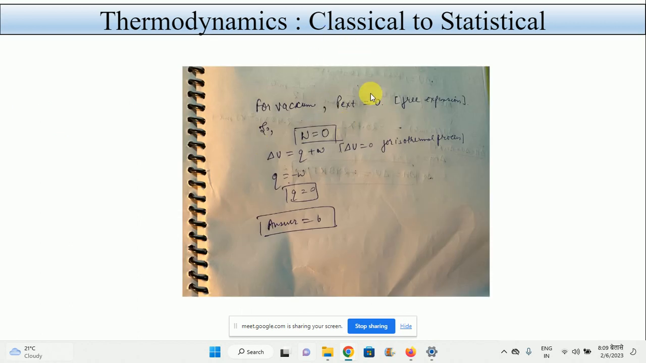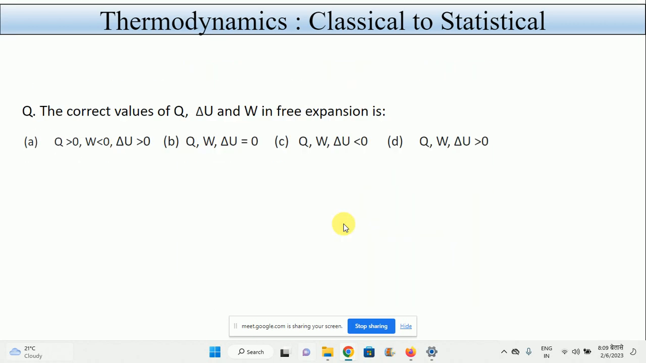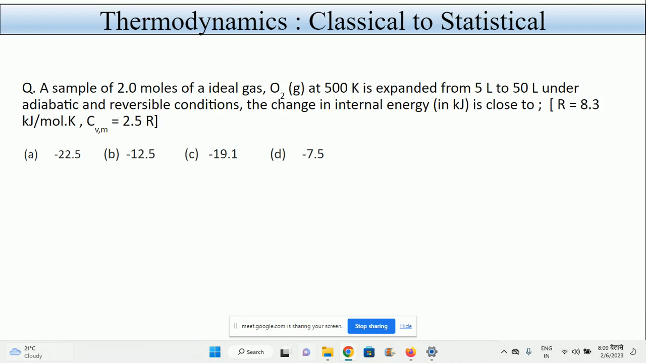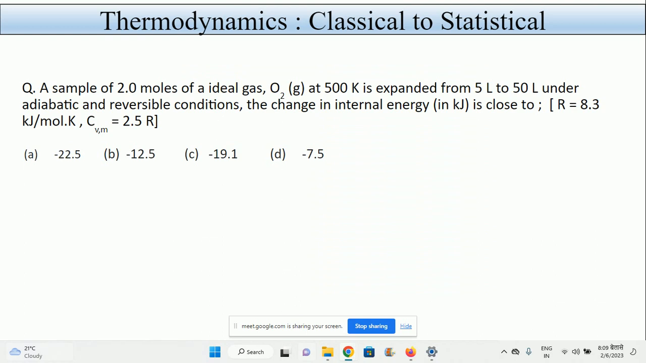For vacuum, P external is 0, work done is 0, delta U is equal to Q plus W, so Q is equal to minus W, so Q is equal to 0. So the answer is B. Since the temperature is not changing, it is an isothermal process only.